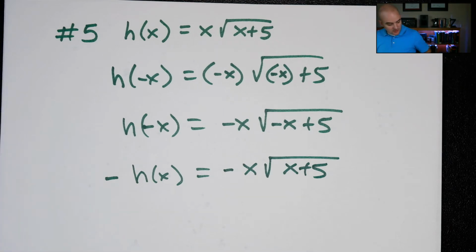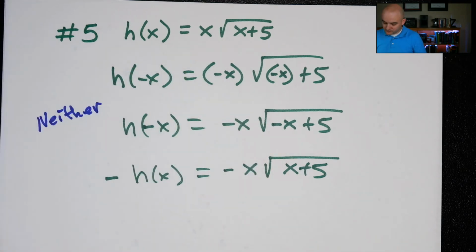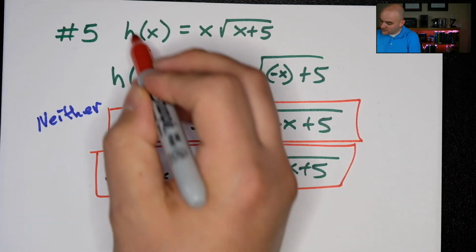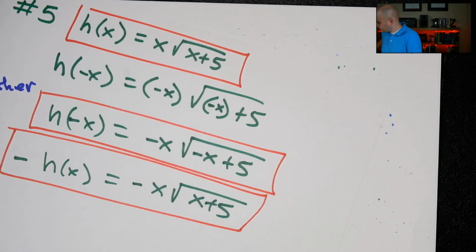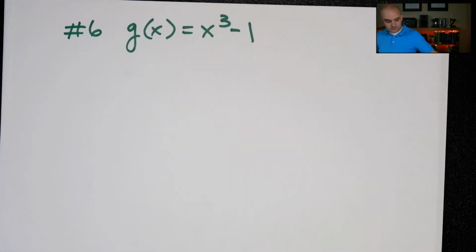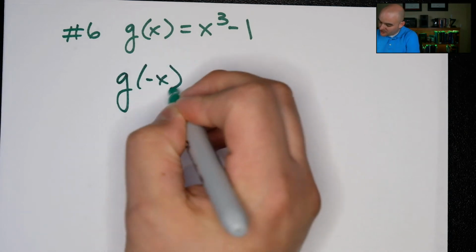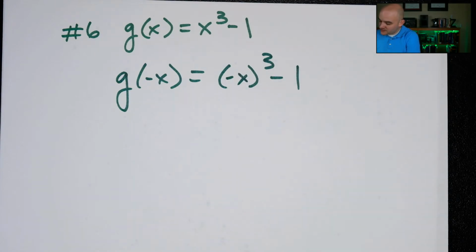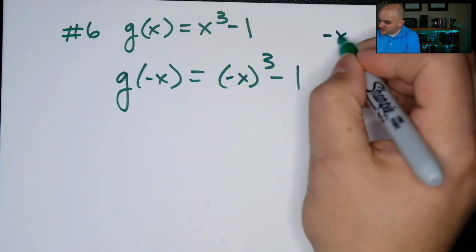And looking at number 5, we said number 5 was a neither. And if we highlight it, these are the 3 functions you should have written out on your paper. All right, number 6. So the g of negative x, everywhere I see an x, put a set of parentheses, and then substitute negative x in.